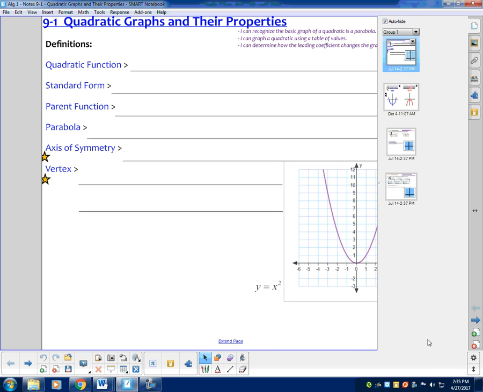This is our last unit of the year. Most of the year we've studied lines, which are called linear functions. This is actually called a quadratic function, which makes a parabola. And these model, in real life, any kind of projectile motion.